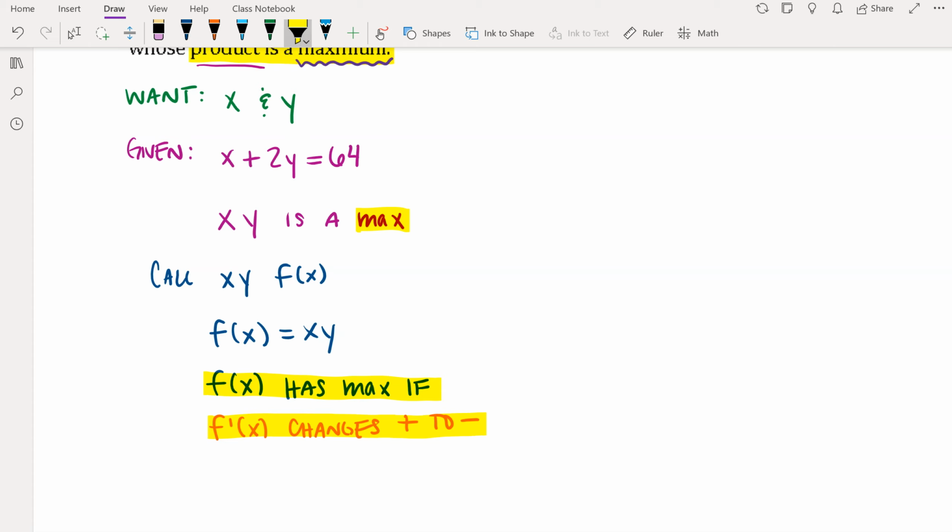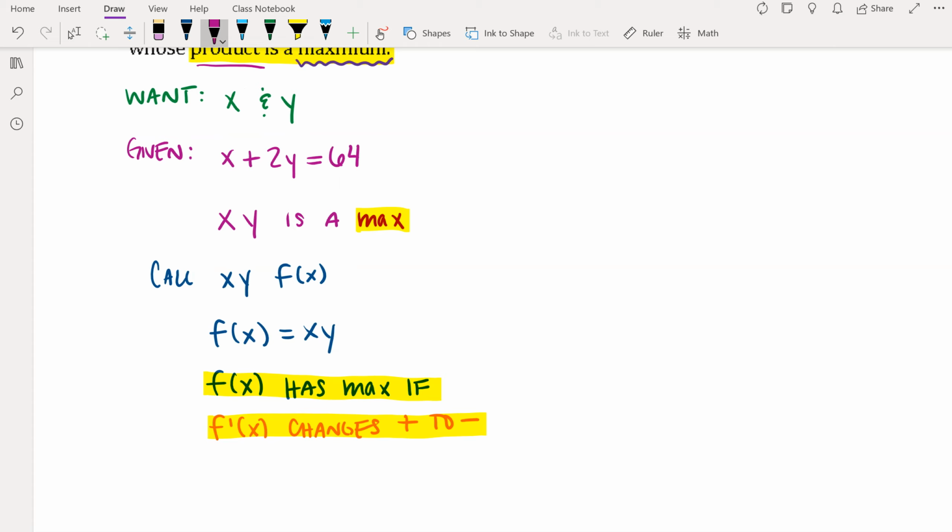Now, before we find the derivative, we want our function to only have one variable. As you can see here, f of x has two variables. It has x and y. That means we would have to do implicit differentiation. That makes our life hard. The good news is we have been given something that can help us get our function into one variable.